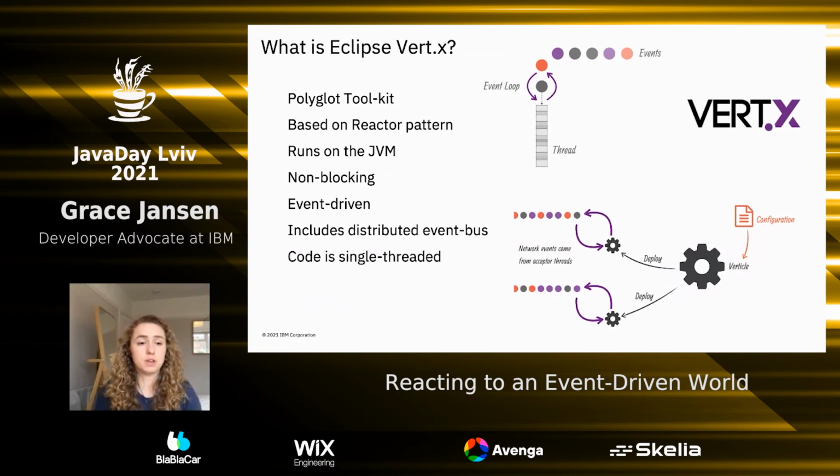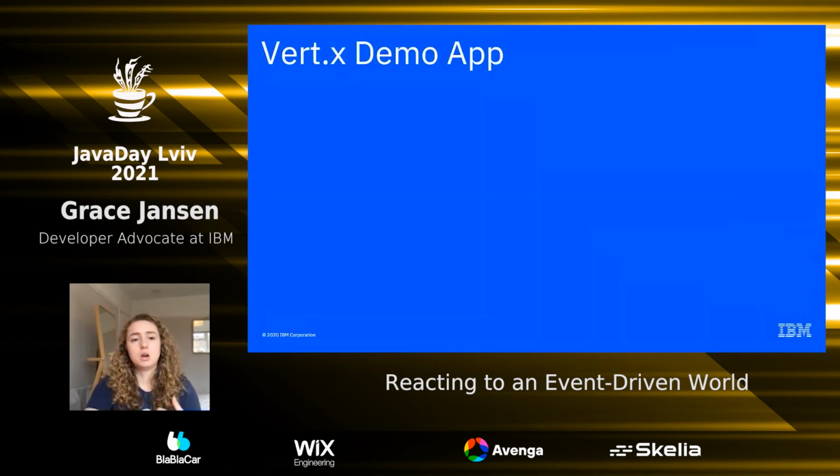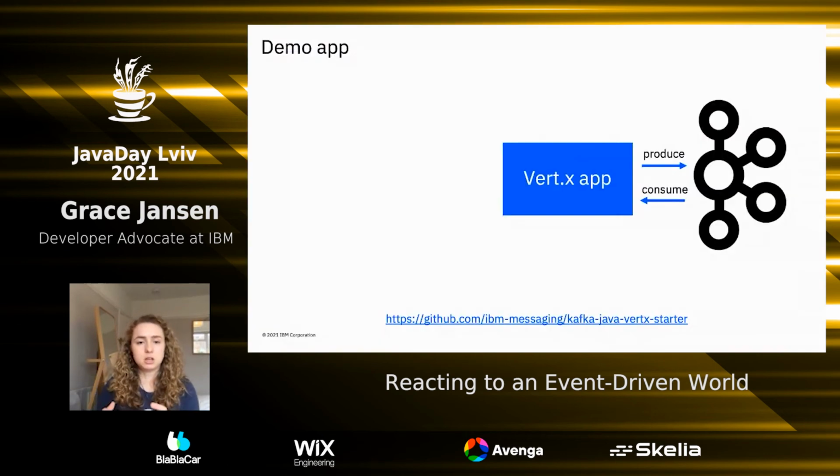It runs on the JVM. It is, as I just said, non-blocking and event-driven. It includes a distributed event bus, and it is single-threaded, which was actually really useful when we were doing our own demo application. So we had a demo app that we wanted to convert. It was just a basic Kafka app, so it looked a bit like this. It wasn't Vert.x before.